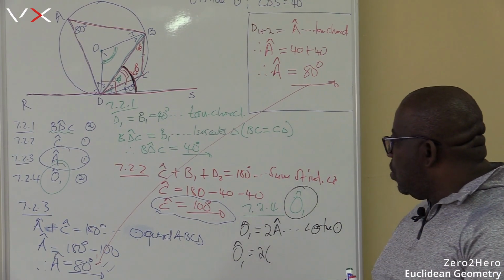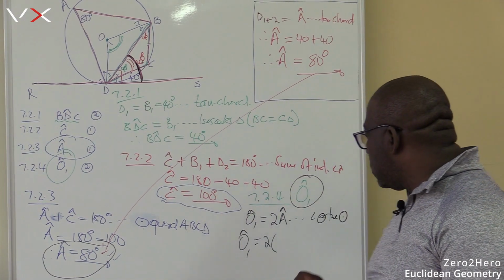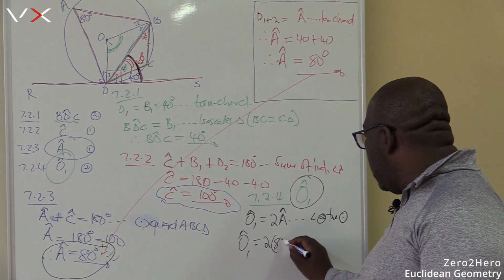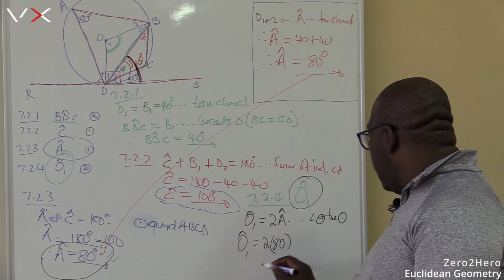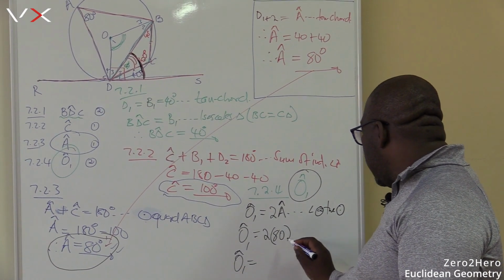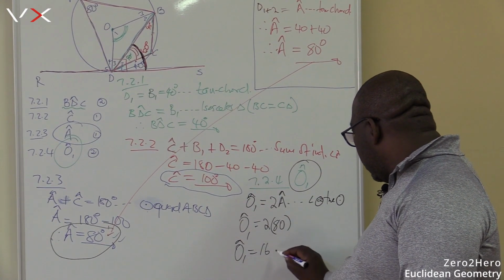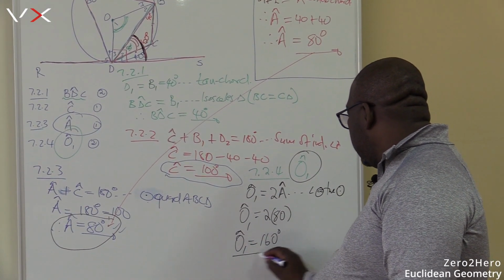Remember that we're looking for O1, so angle O1 is equal to 2 times angle A. Do we know what angle A is? Yes, we've just found angle A to be 80 degrees. So angle O1 will be equal to 2 times 80. 2 times 8 is 16, 2 times 0 is 0. So it will be 160 degrees.